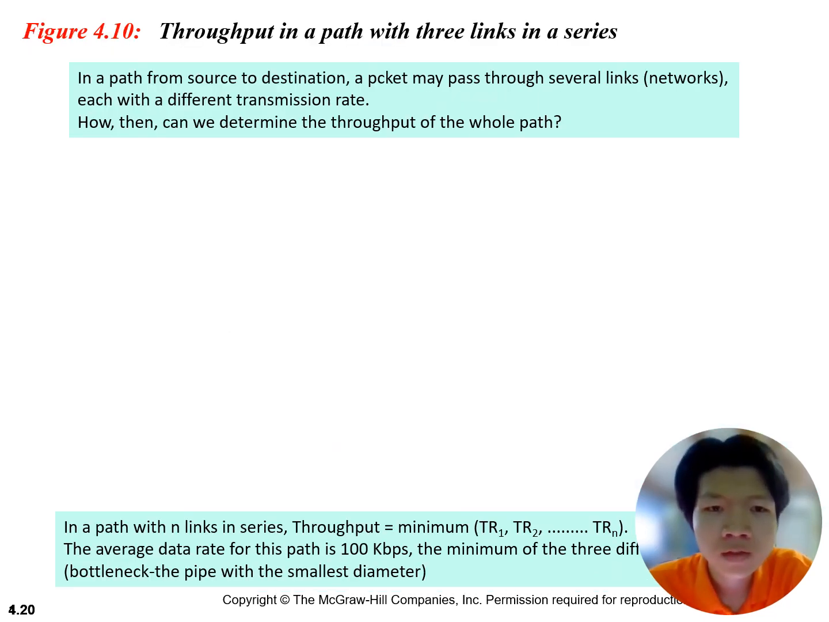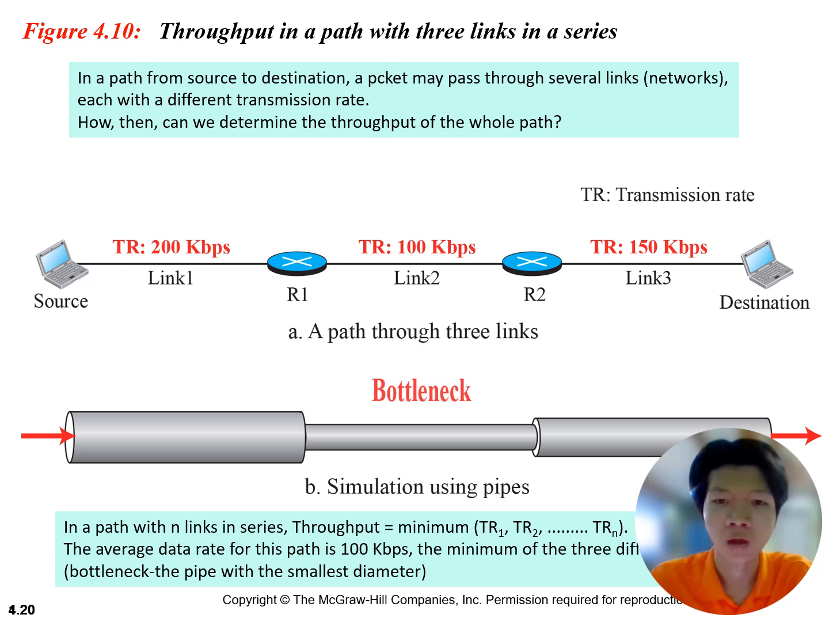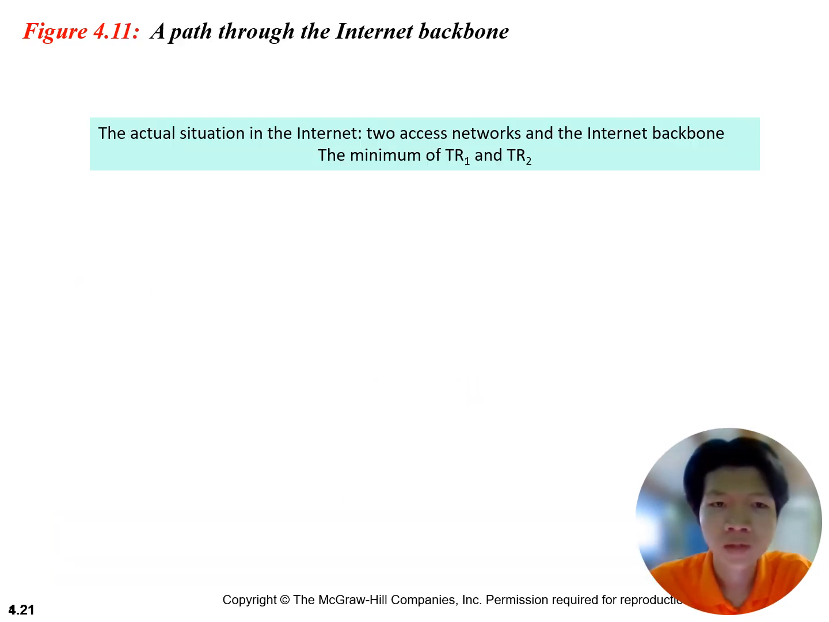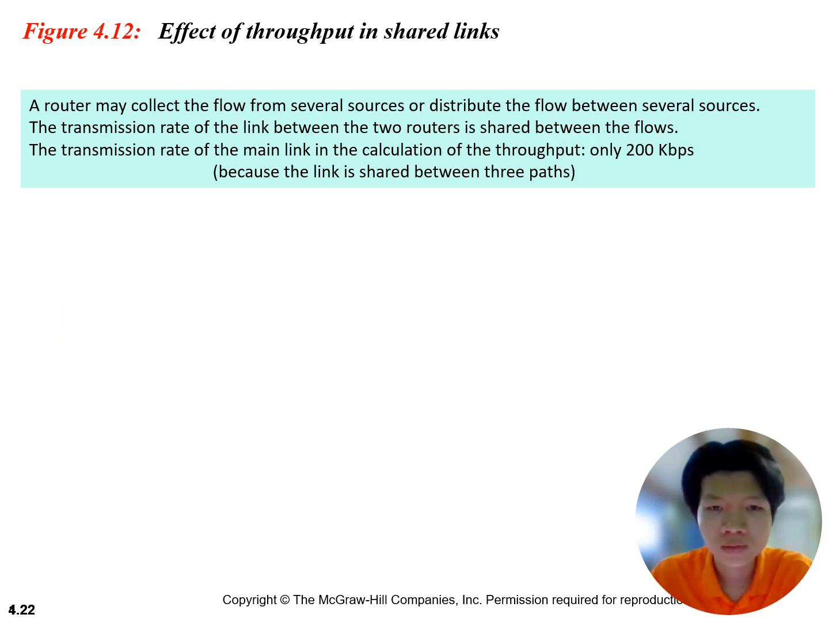Here is a figure of throughput in a path with three links in a series. Here is a figure of a path through the network backbone. Here is the effect of throughput in shared links.